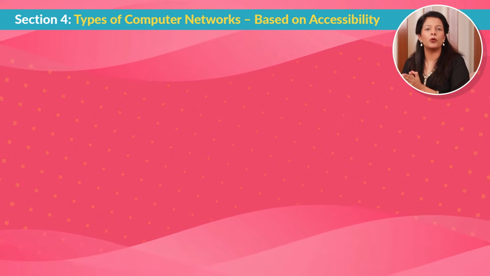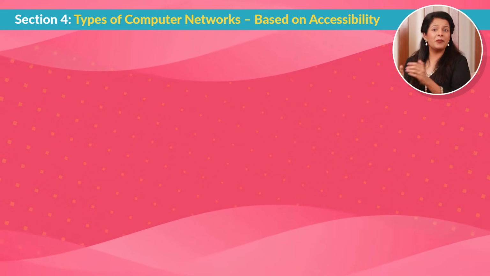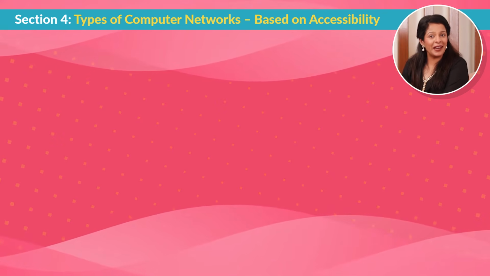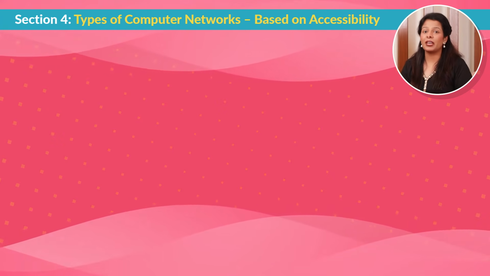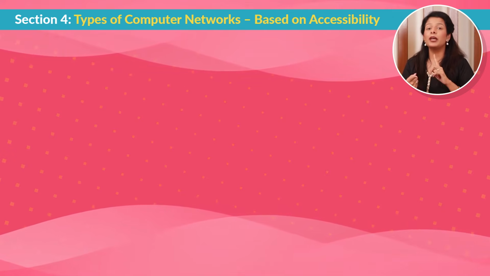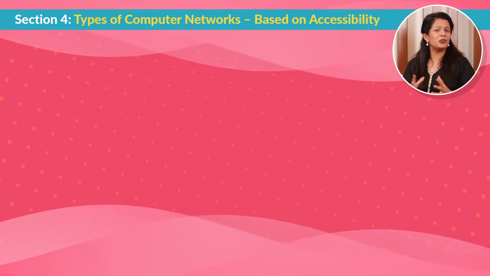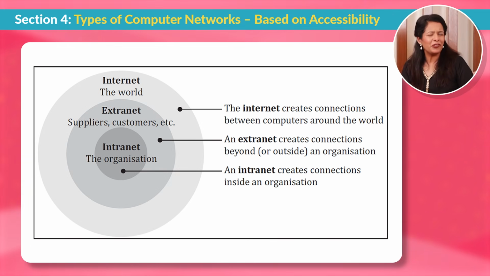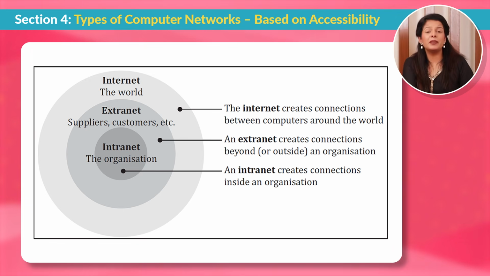Now, we move on to another classification of networks, which is based on accessibility. Accessibility here means who can use or connect to the network, whether it is open for anyone to join or restricted to certain users only. This diagram shows the three types of computer networks based on accessibility.